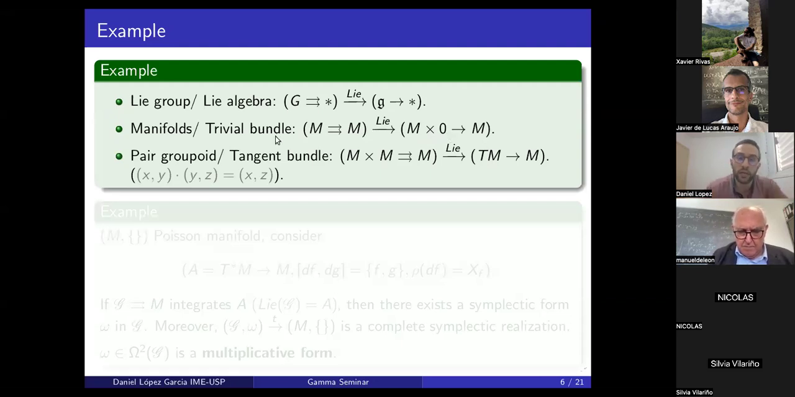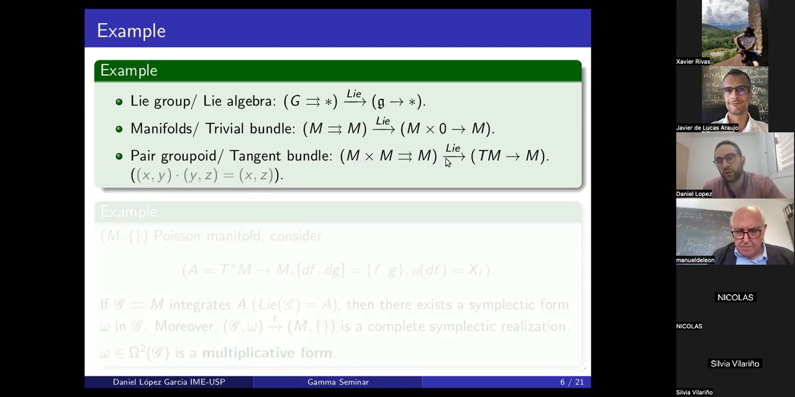interesting, is you can think of the pair groupoid. As a manifold, you can think of the Cartesian product of M with M. The source and target are just the natural projections. And the product you can think of in this formula here. You have these composable arrows because the source and target match. And the product just considers the extreme values, x and z.